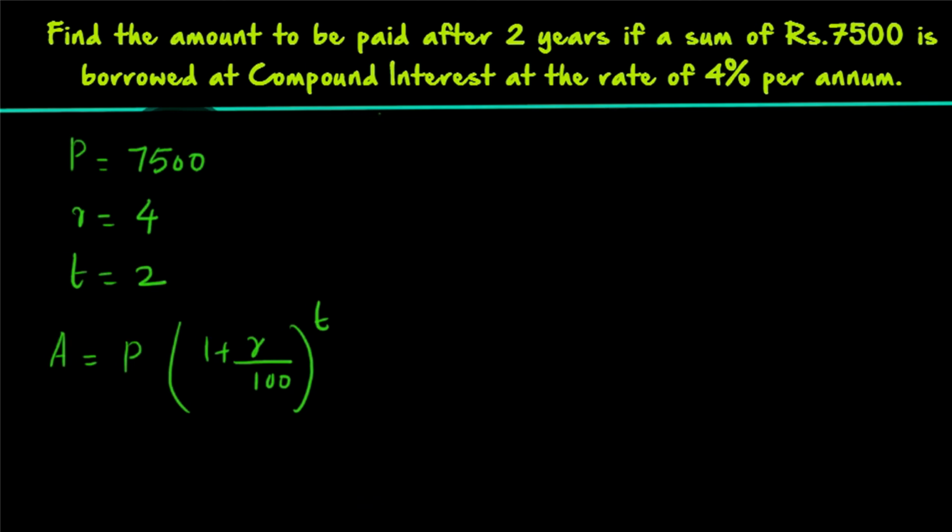In the case of simple interest, we had a formula directly for finding the simple interest. Simple interest is equal to PTR by 100. So if we are asked to find out the amount, you have to add principal plus simple interest.